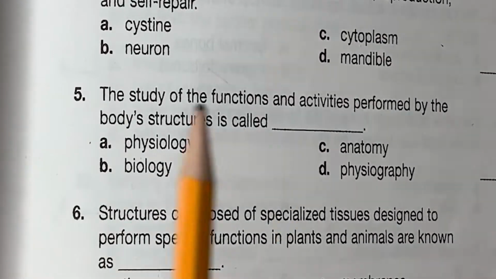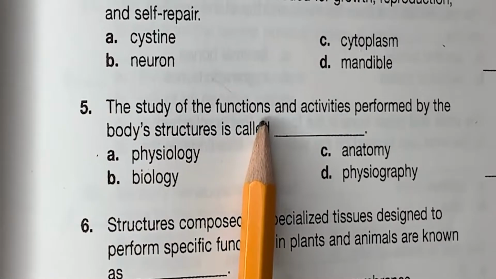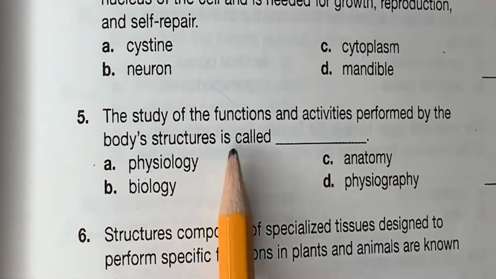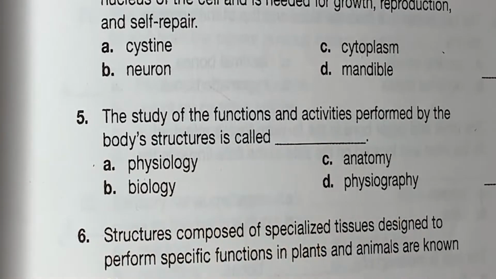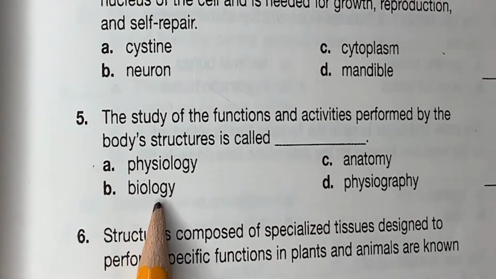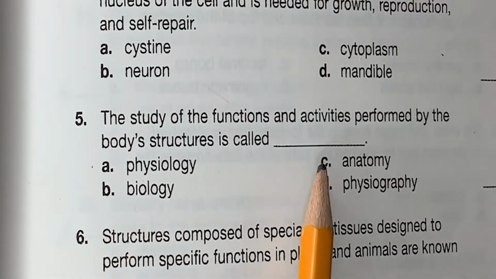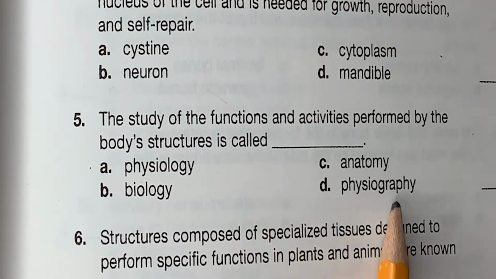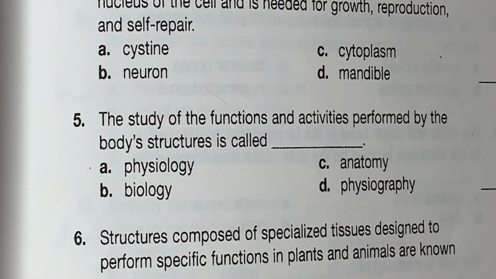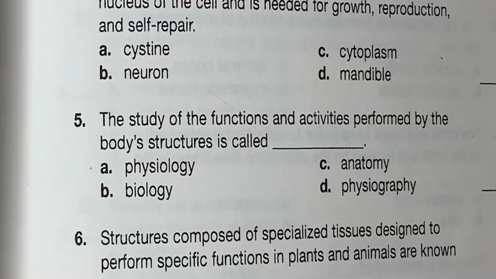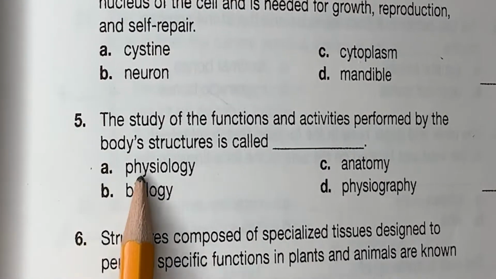Number 5, the study of the functions and activities performed by the body structure is called blank. A, physiology. B, biology. C, anatomy. Or D, physiography? And the correct answer is A, physiology.